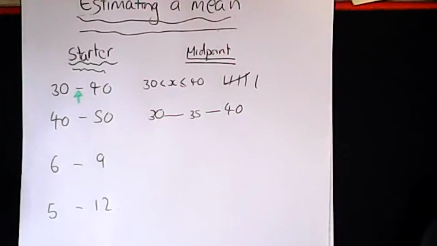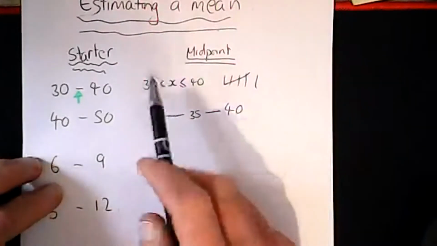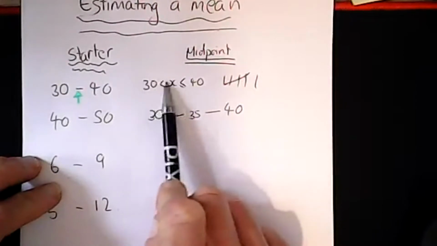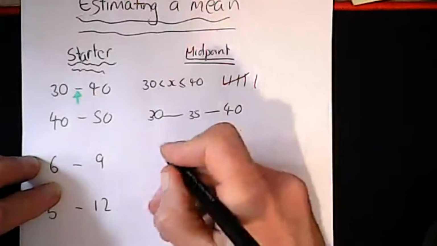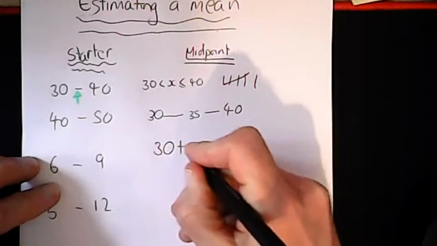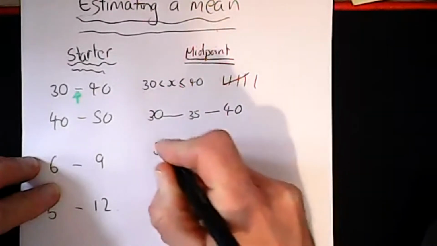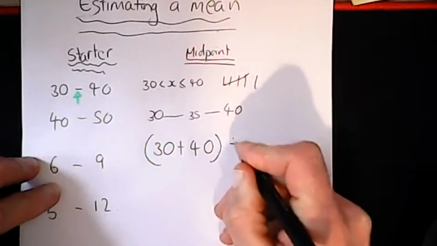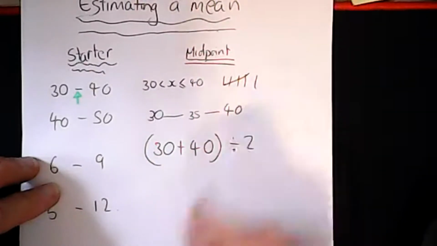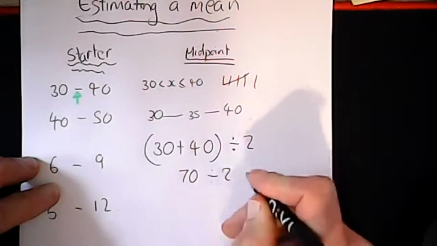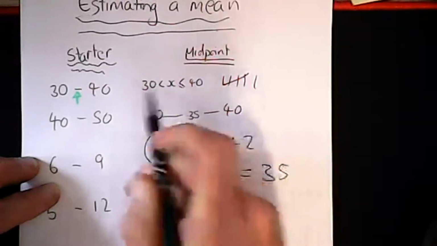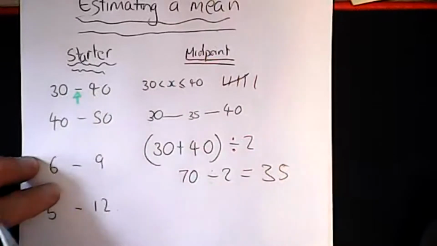I didn't use this strategy until later on, and it's so easy. So if I wanted the midpoint of 30 and 40, basically it's like finding the average of 30 and 40. Add up the two numbers, and then divide by 2. And that gets you exactly halfway. So 70 divided by 2 is 35. So that's the midpoint there.